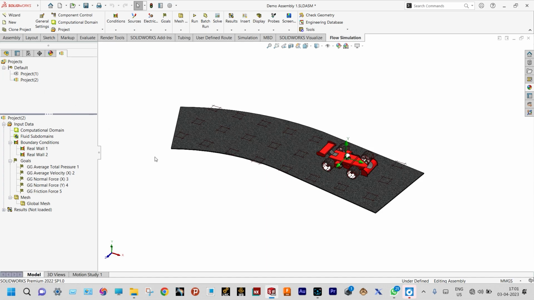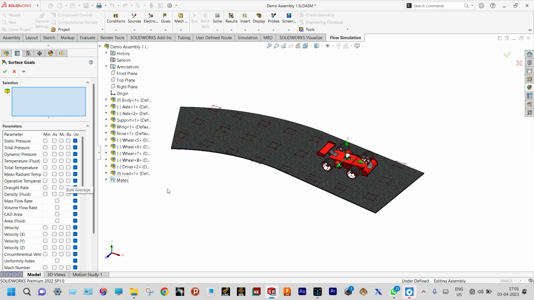Excluding that one, we can find some kind of surface goals also. That means we can find different parameters like pressure, velocity, etc. at different surfaces. Okay, so insert surface goals, and we need to select some specific surfaces at which locations we need to find out velocity, pressure, etc. Let us select different surfaces from the geometry itself.